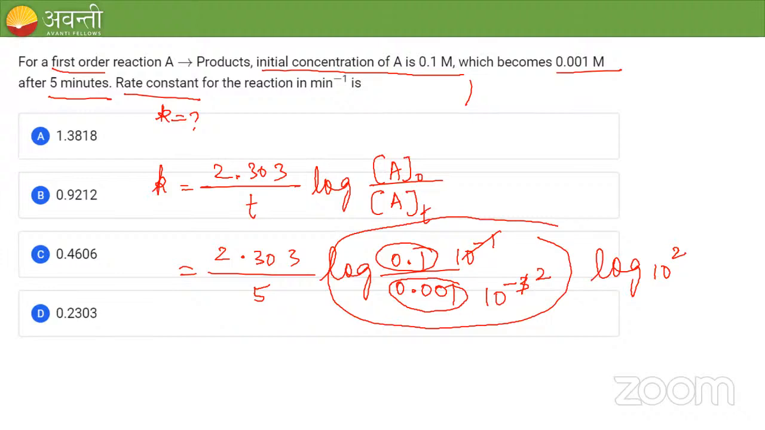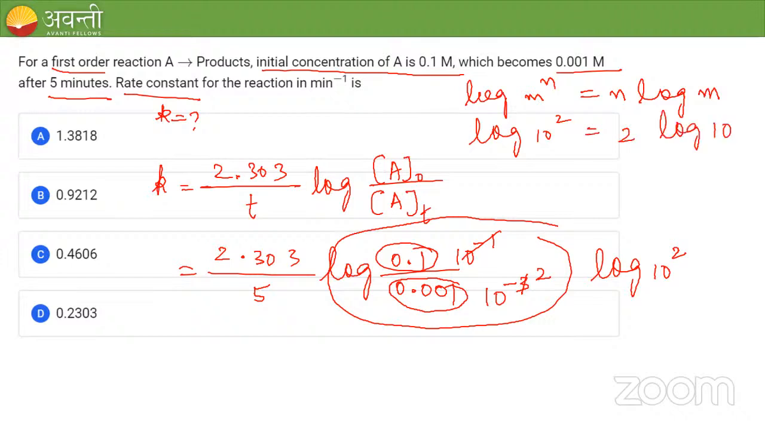I have already given you one formula, no? Log of m power n is equal to n into log m. So here we have log of 10 to the power 2. So it is nothing but 2 into log 10. Log 10 is nothing but 1. So 1 into 2 is 2. So log of 10 to the power 2 is equal to 2.